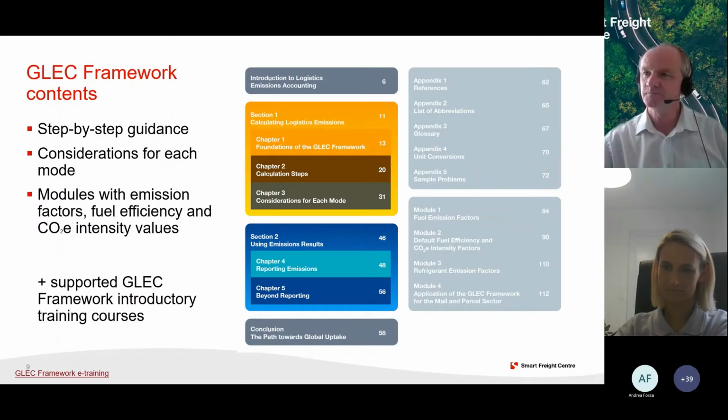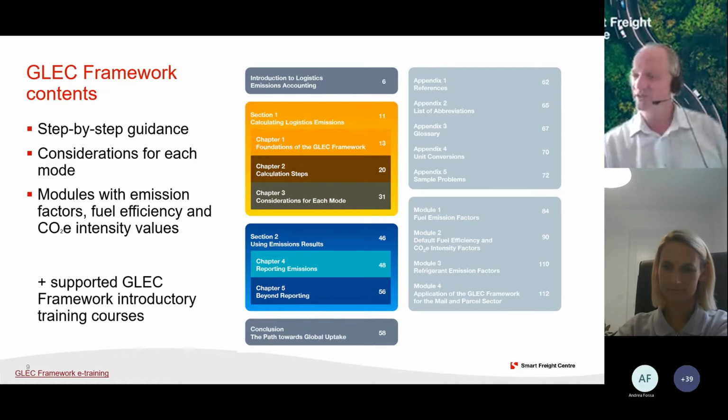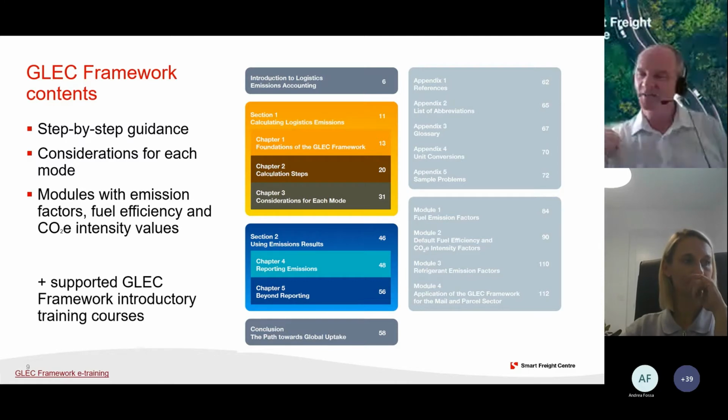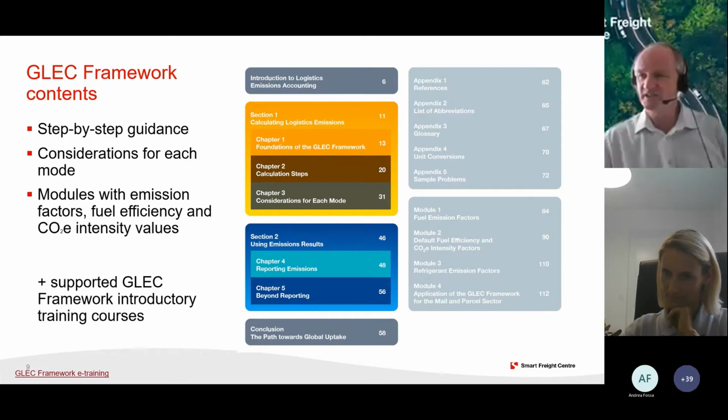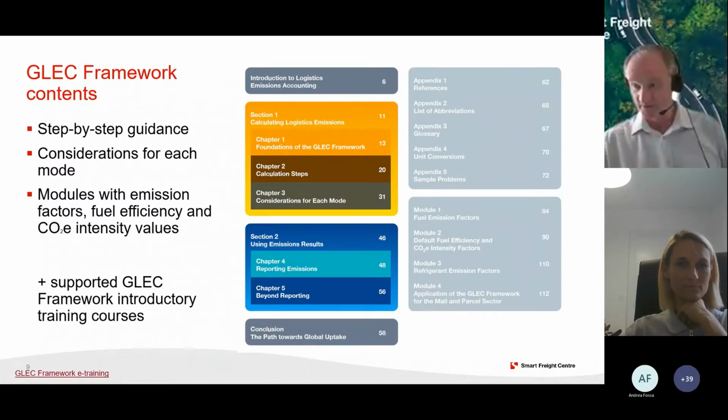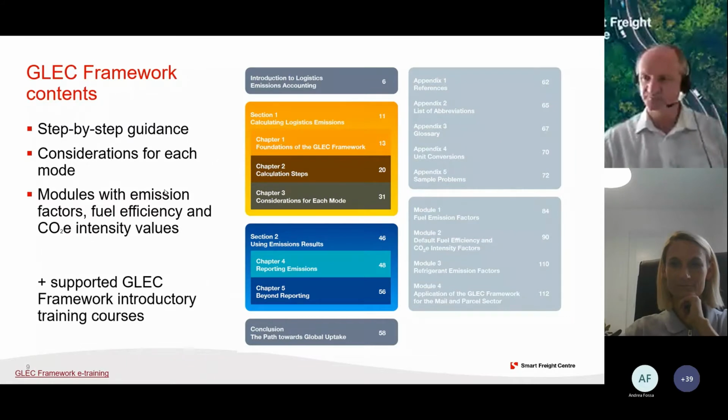The Glec framework itself, the structure of it is really there to support industry. We've had a lot of industry input into the content, and it's designed to be a step-by-step guide to the calculation, but written in a way that industry can relate to. Not excessively prescriptive, not excessively mathematical, but approaching it in a way that an organisation should be able to read, relate to, and work out its role in terms of how to calculate the emissions.